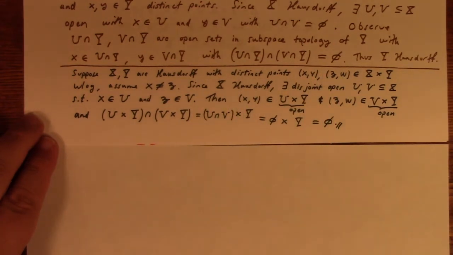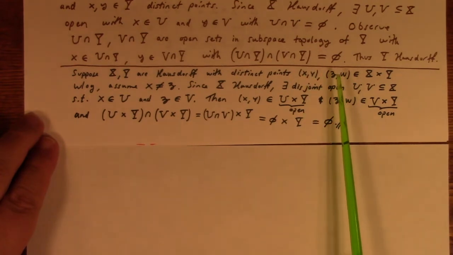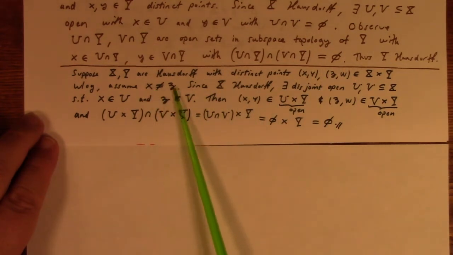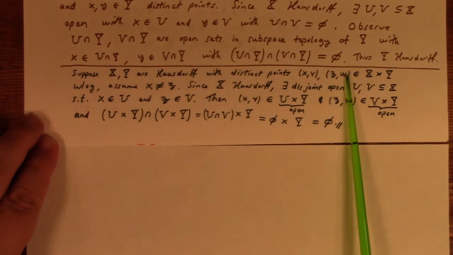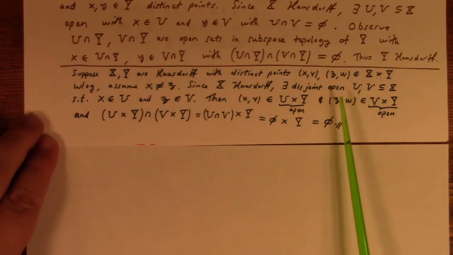But anyway, see, because if x is equal to z, then you can't also have y equal to w, because then these pairs would be equal. So if x is equal to z, that forces y to be not equal to w, which then there's a similar argument to what I'm about to give.